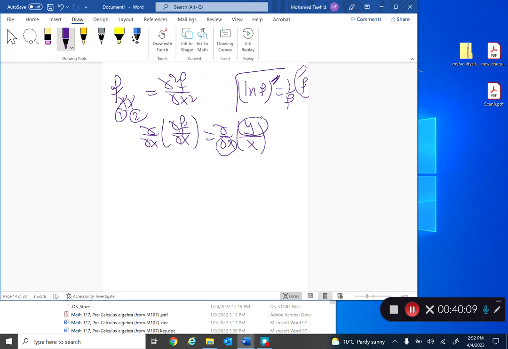Then what is your y? I consider y as a constant. I treat it as a constant, right? So I can grab y outside. So what do you have left inside? 1 over x. How to take the derivative of this?